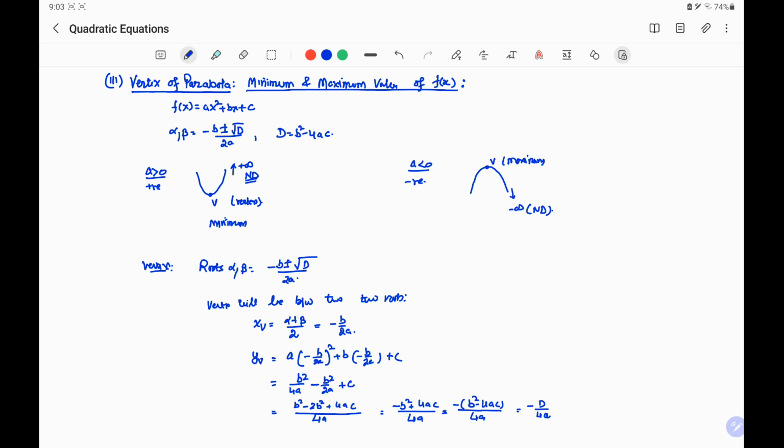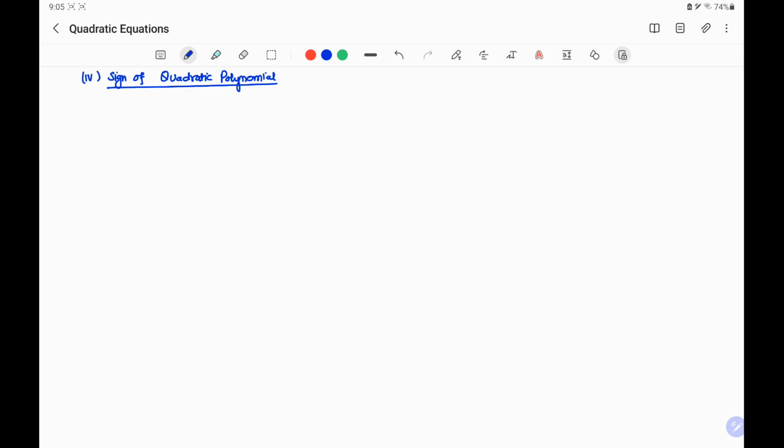So the coordinate of the vertex will be written as (xv, yv), and that will be equal to (minus b by 2a, minus d by 4a). And this is an important coordinate which we have to remember.